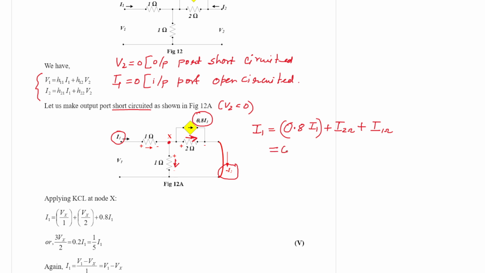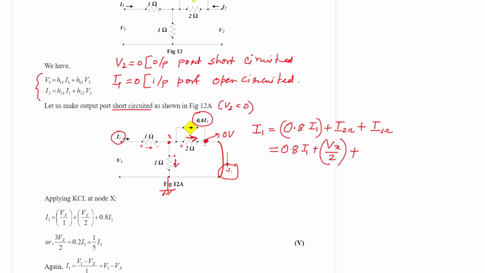So 0.8 I1 plus, now what will be the current flowing through the 2 ohm resistor? It should be Vx by 2. Why? The reason being, you see this is directly short circuited. If this is the ground node, due to the short circuit, this node also becomes a ground node. So the potential of this node is 0 volt. The potential difference is Vx minus 0, which is Vx. The resistance is 2 ohm, so this current must be Vx by 2.